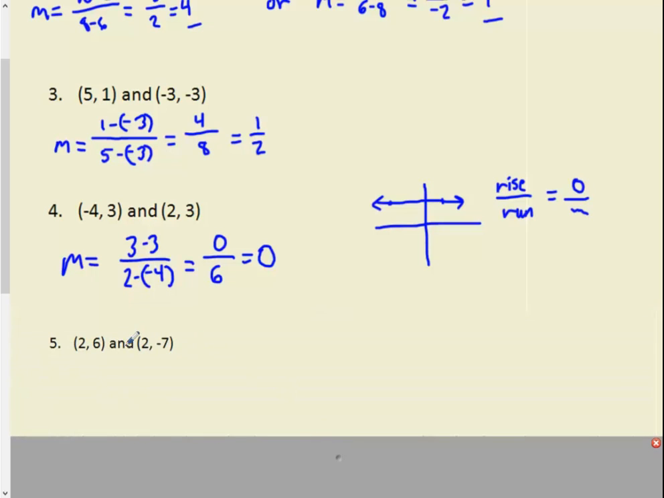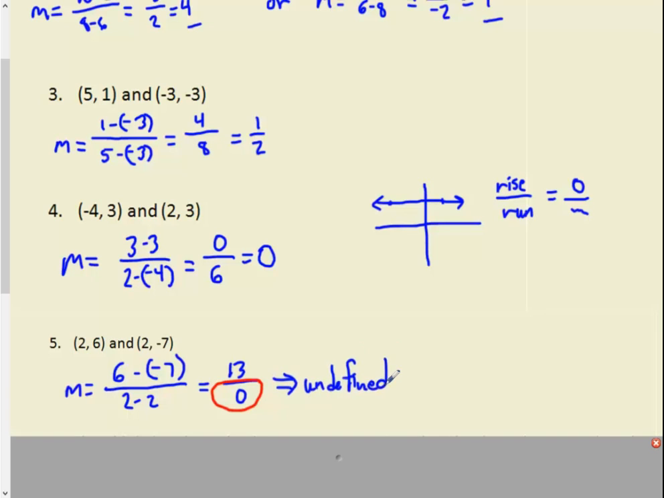Number 5, 2, 6, and 2, negative 7. So I'm going to look at 6 minus negative 7 in the numerator, and then we have 2 minus 2 in the denominator. So here we have 13 over 0, which hopefully you recognize right away is a problem. We cannot divide by 0. This is not allowed. And that means we're going to call this undefined.